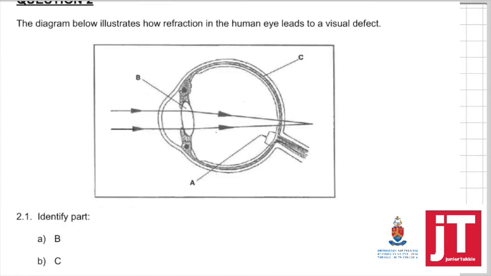The diagram below illustrates how refraction in the human eye leads to a visual defect. 2.1, identify part B. Part B, we all should know by now, is the lens. Part C is the darkened layer, it's the middle layer. Please make sure that you always know how to spell this word. This is a label that comes out a lot because many students don't know how to spell choroid. That's the middle layer.